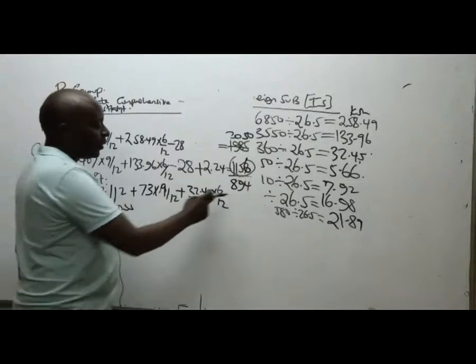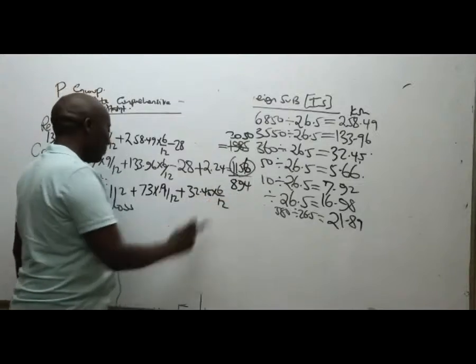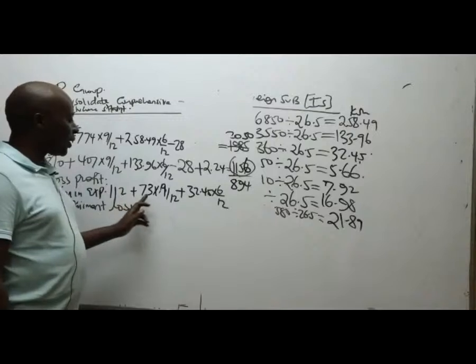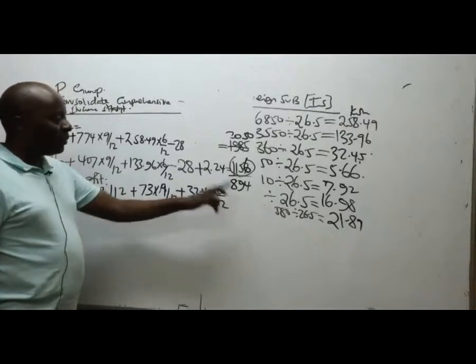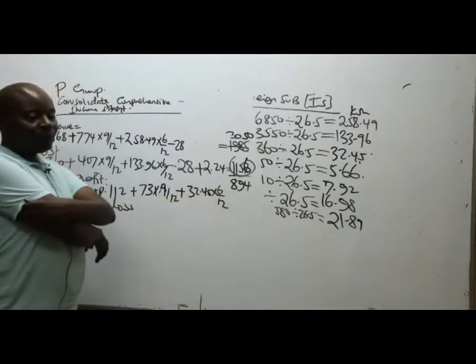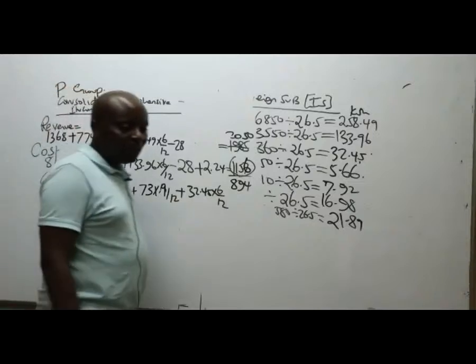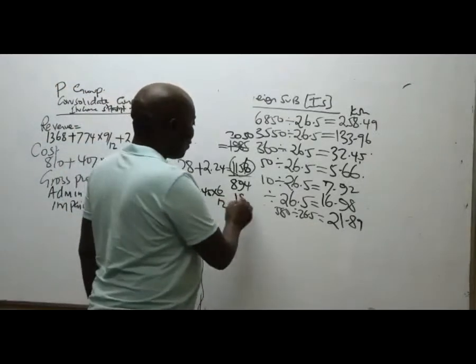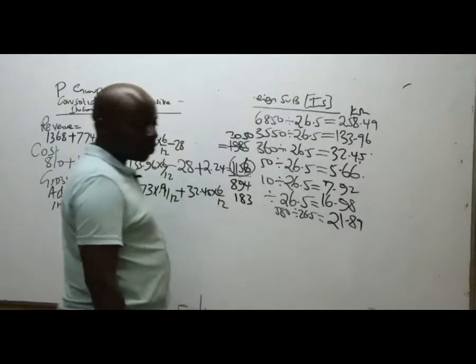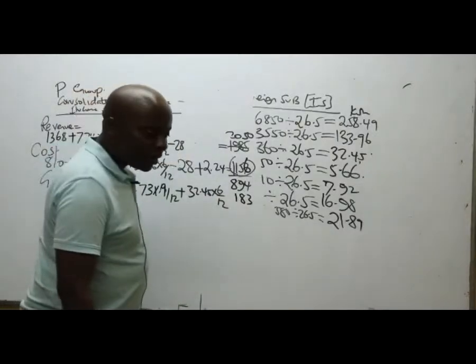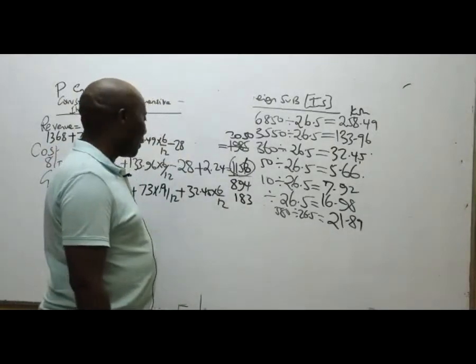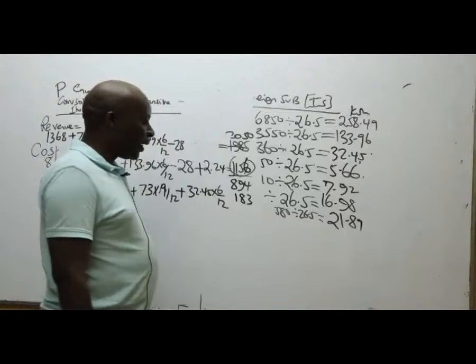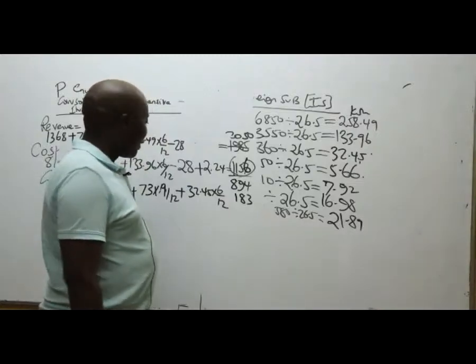So could you kindly give me this? What is this amount here? Admin expenses: take this plus this plus this. They're giving me a figure of 183. Is it 183 or 1183? It has to be 183, not very far. Thank you very much.